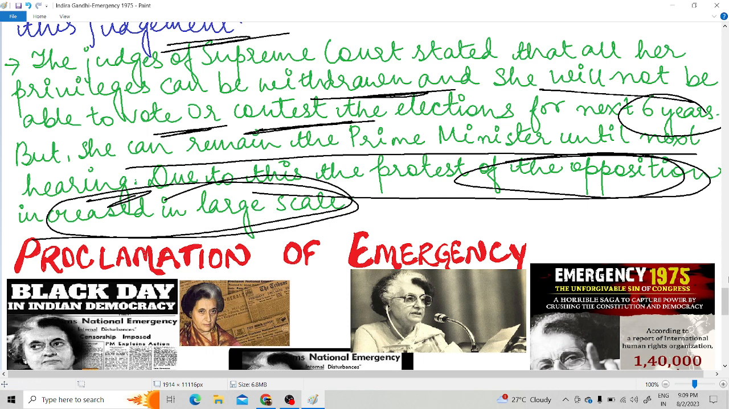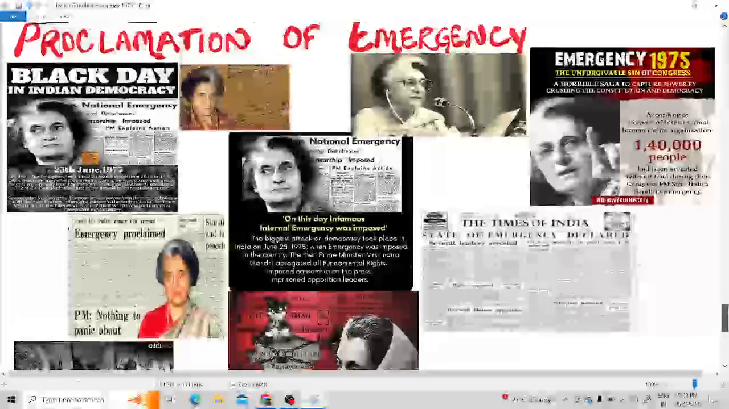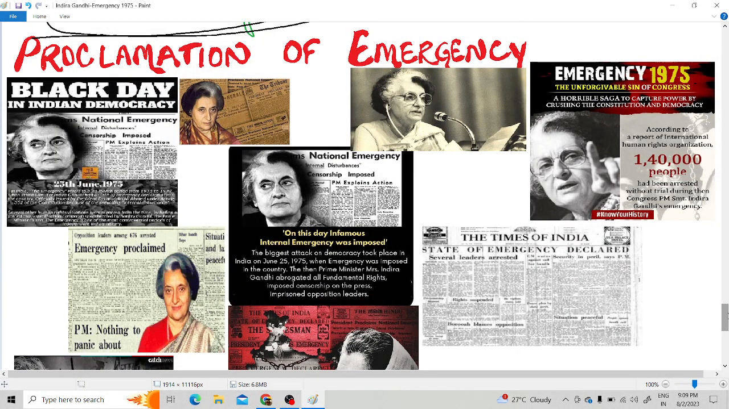I hope you can understand the situation of India at that time. Such a dark phase for India, isn't it? As per Article 352 of the Constitution of India, an emergency can be declared by the President of India if India's security is threatened by war or external aggression or internal disturbances, and the emergency of 1975 was the result of internal rebellion.